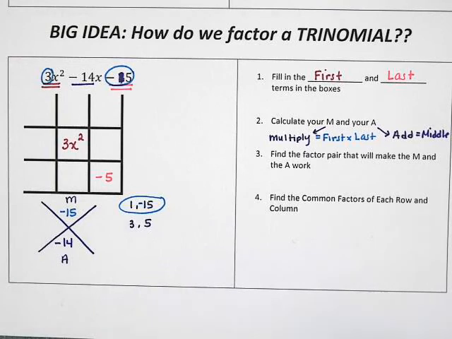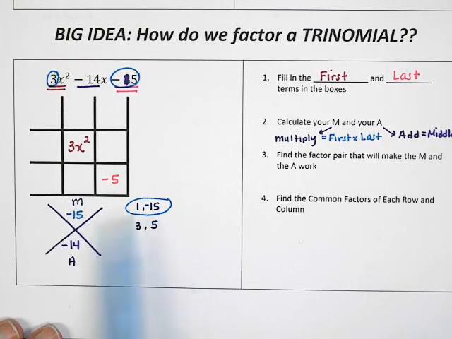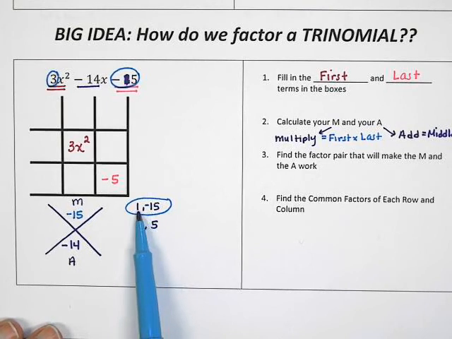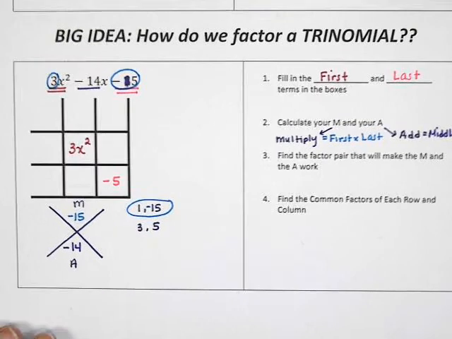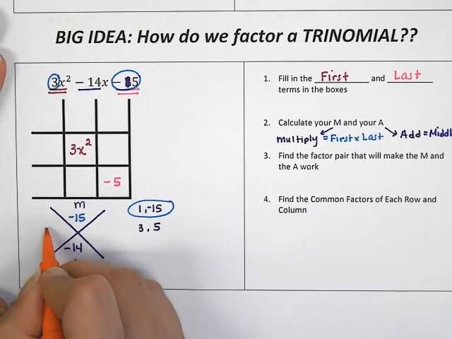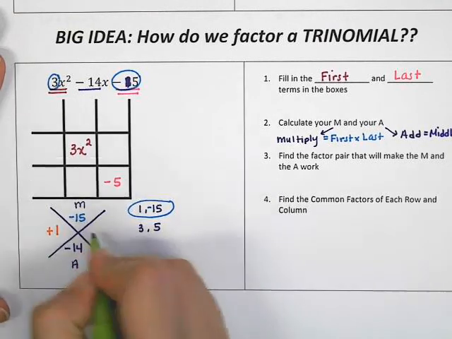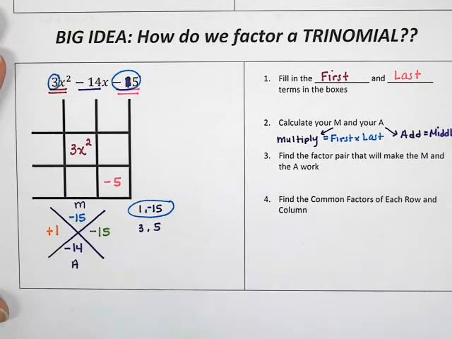Now, is that okay? Can I just decide to make this negative? Absolutely. If I multiply 1 times -15, I get -15. And if I add 1 plus -15, I get -14. So now what I'm going to do is write those two numbers here. So I'm going to have a +1 and I'm going to have a -15.